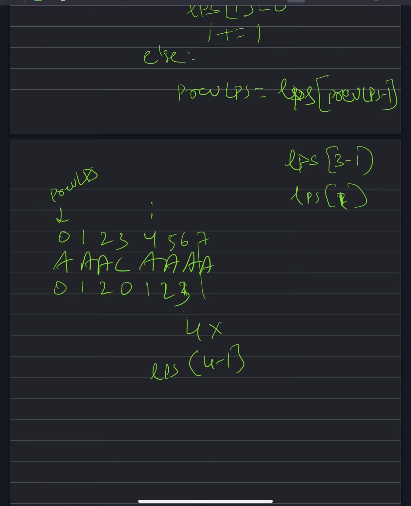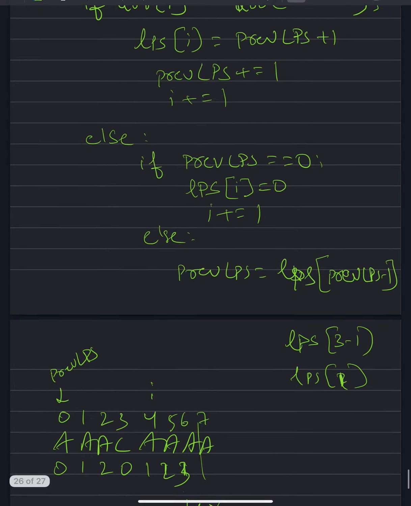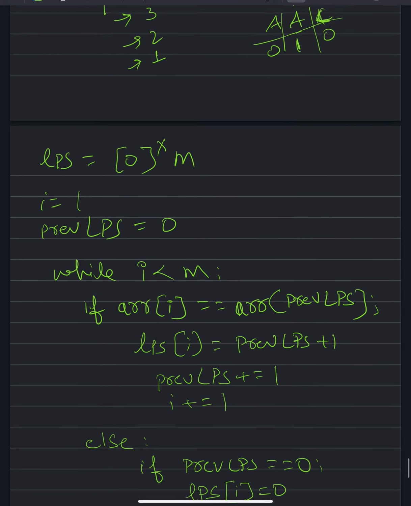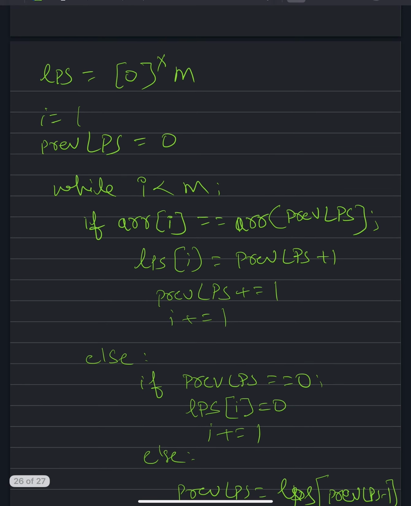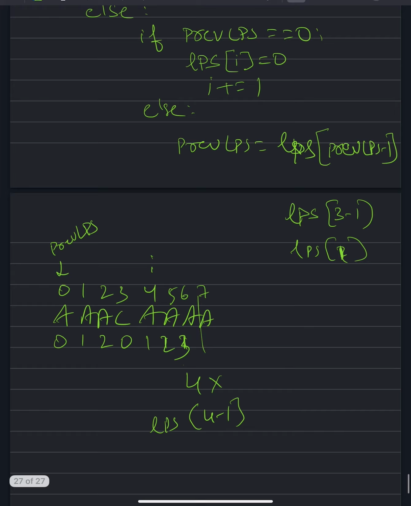Okay, previous LPS is 3, and here we see it's ARR. Okay, no, it's ARR 0 because this is not possible. So here we are doing some mistake. One second. So here we have LPS 3.